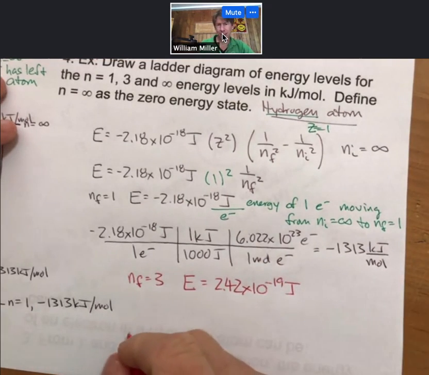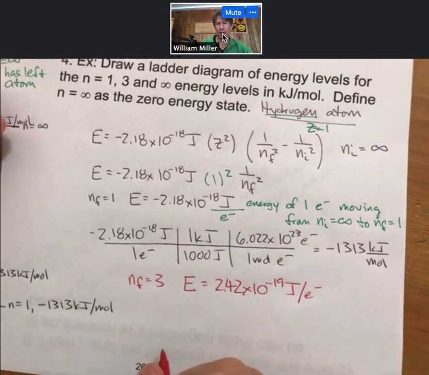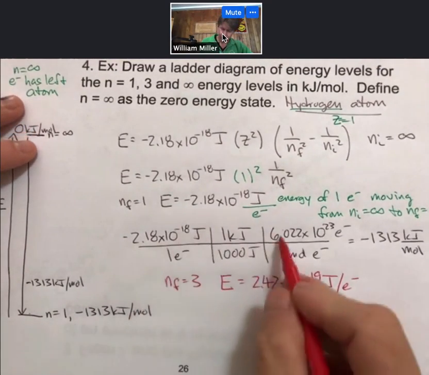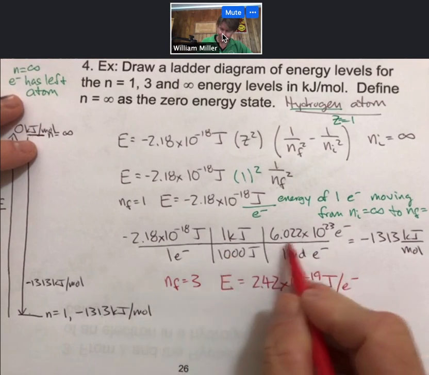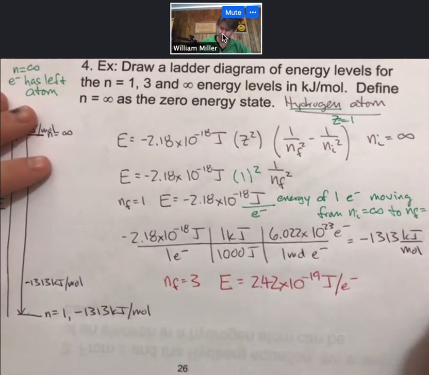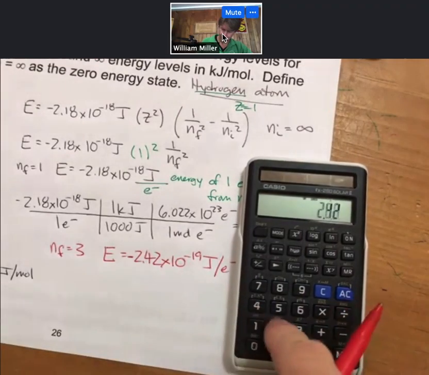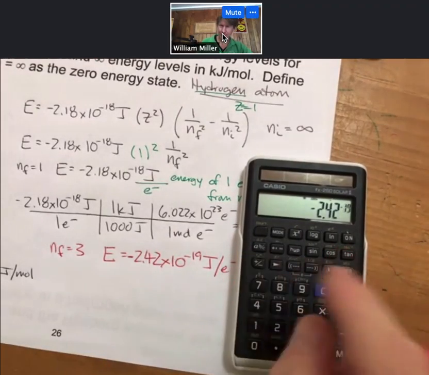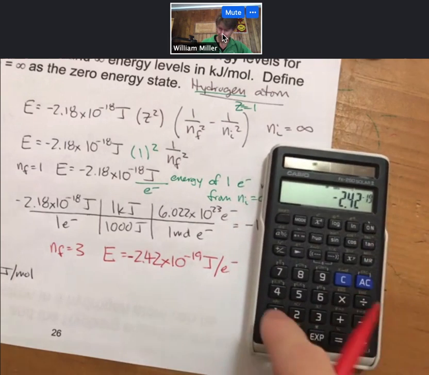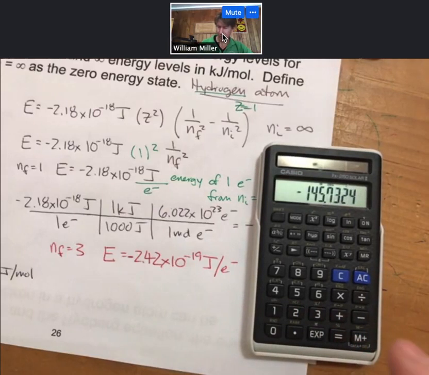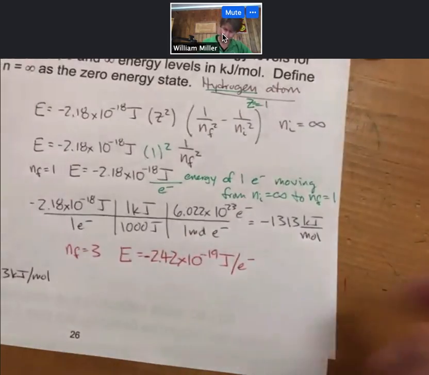Well, joules is the calculation there. Then it's for 1 electron moving, so we put in the joules per electron. Run through this process again, divide by 1,000 times Avogadro's number, and don't forget your minus sign. 2.42 times 10 to the minus 19, divided by 1,000 times 6.022 times 10 to the 23rd, gives minus 146, let's say, 146 kilojoules per mole.